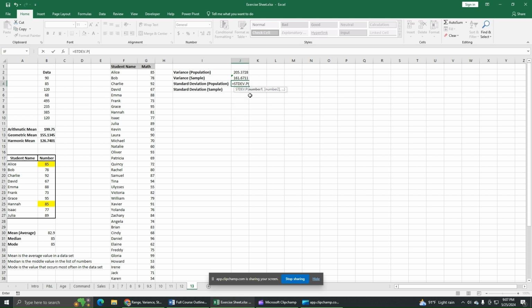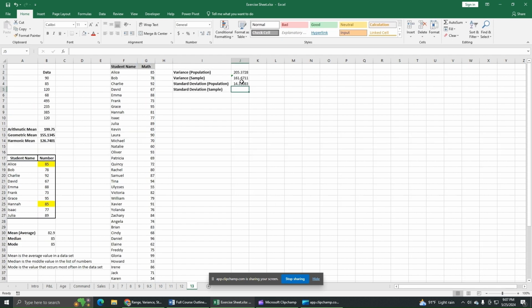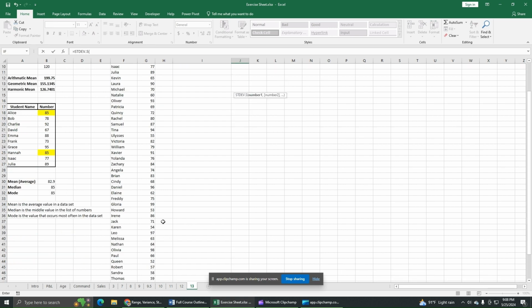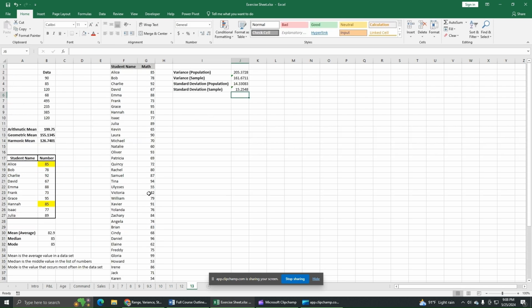So first population, control shift down arrow. This is the standard deviation of population. Now sample, we are taking up to this. You can select any range, but the total number of data must be less than 50.